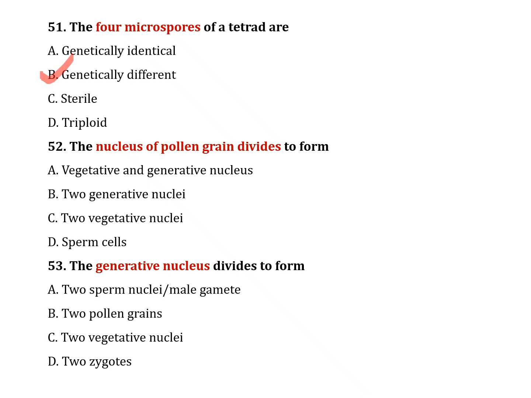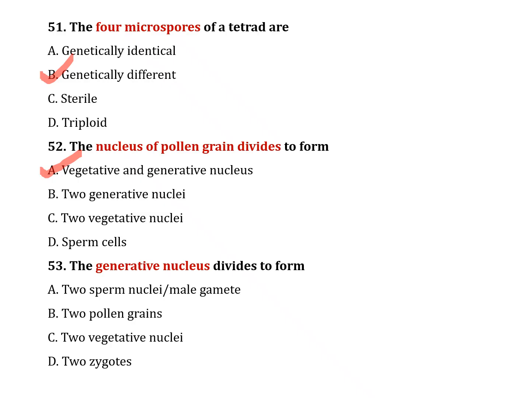The next question, number 52. The nucleus of a pollen grain divides to form: option A, vegetative and generative nucleus; option B, two generative nuclei; option C, two vegetative nuclei; option D, sperm cell. Correct answer is option A, vegetative and generative nucleus.